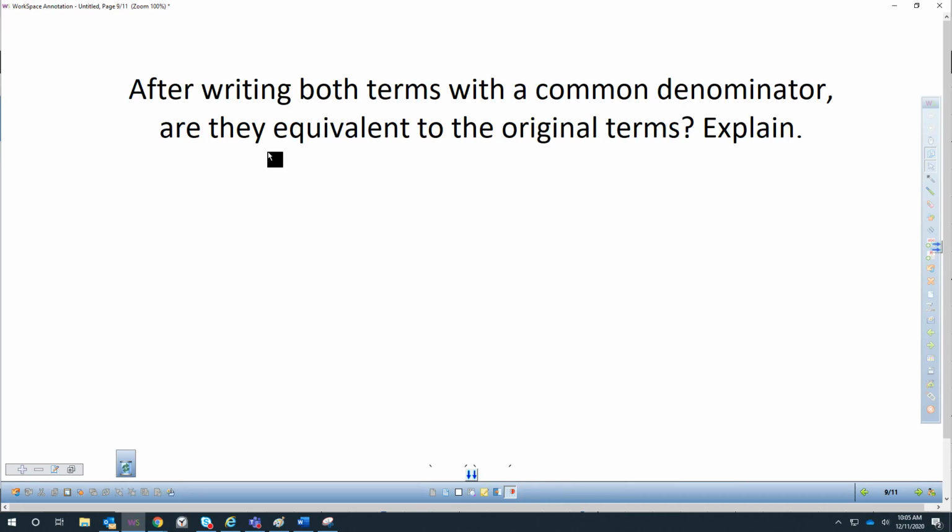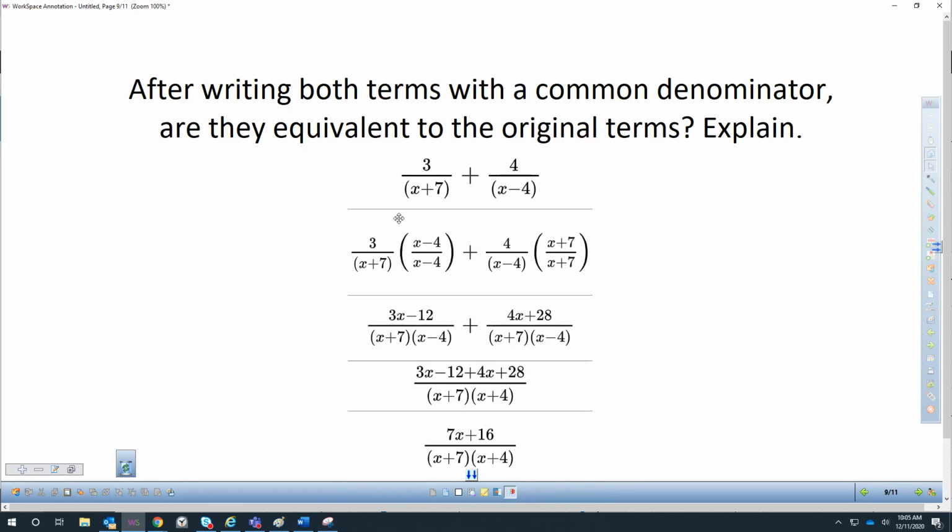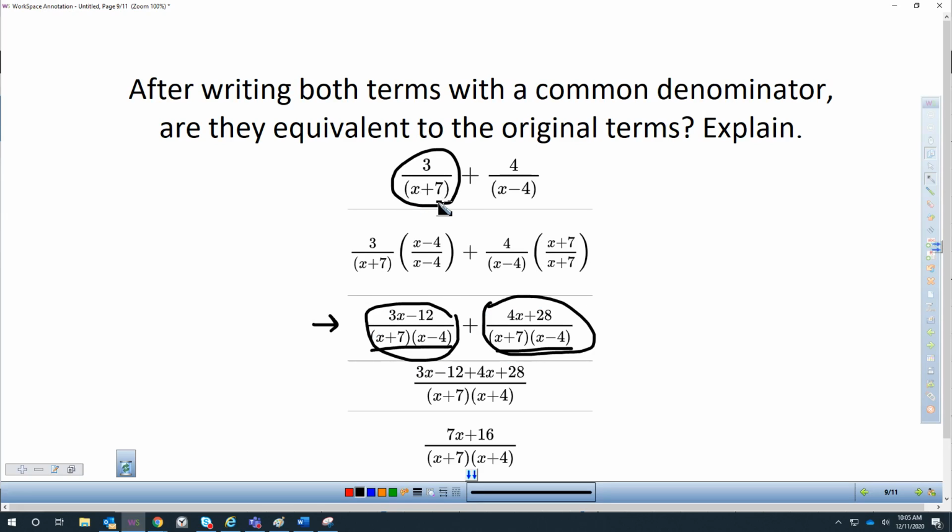All right, our next question has to do with addition. And here's the problem we're going to look at while we talk about this. It says, after writing both terms with a common denominator, are they equivalent to the original terms? So in this step right here, where we got the common denominators, they're asking, are these terms here the same as these terms here, or did we change what we're doing?